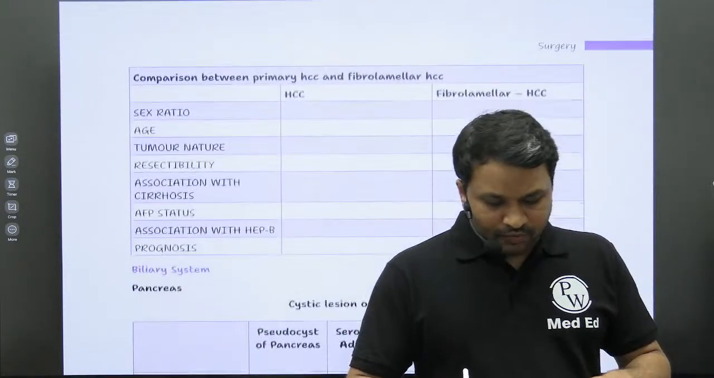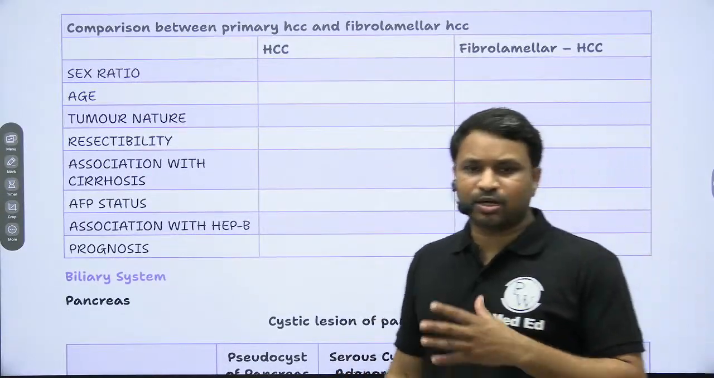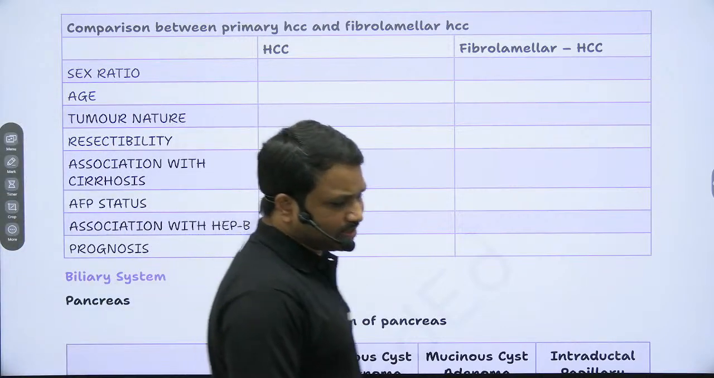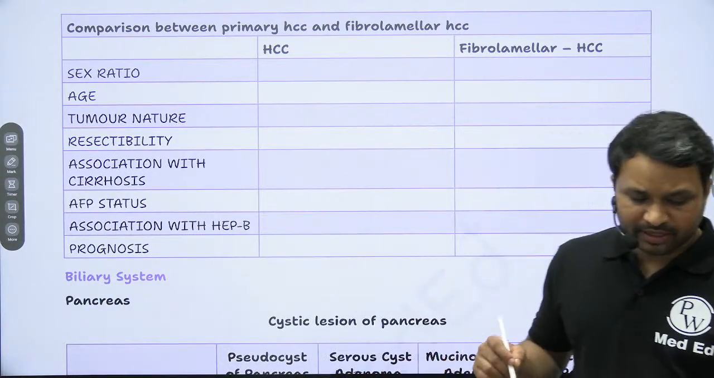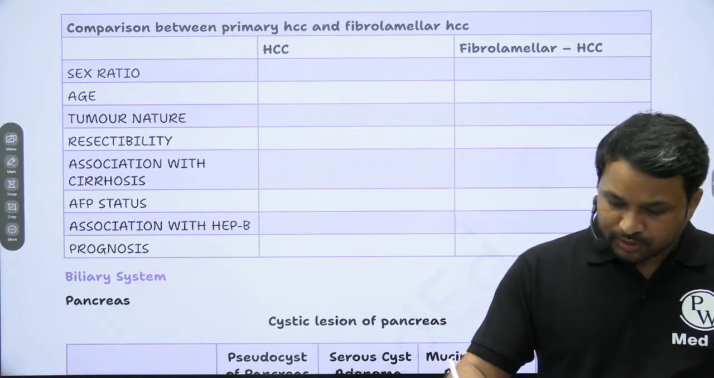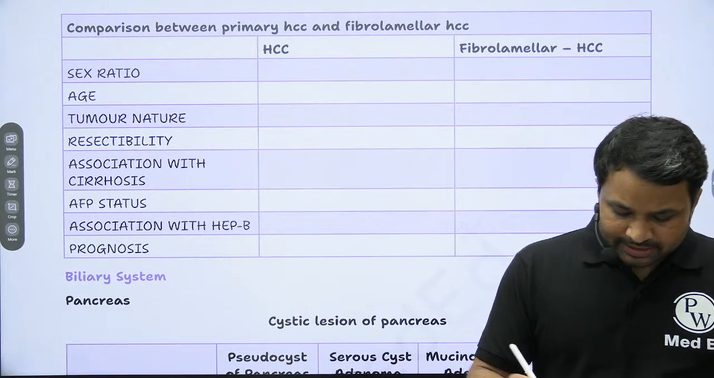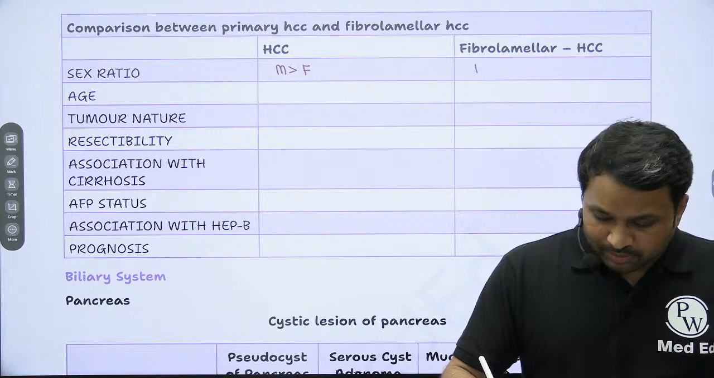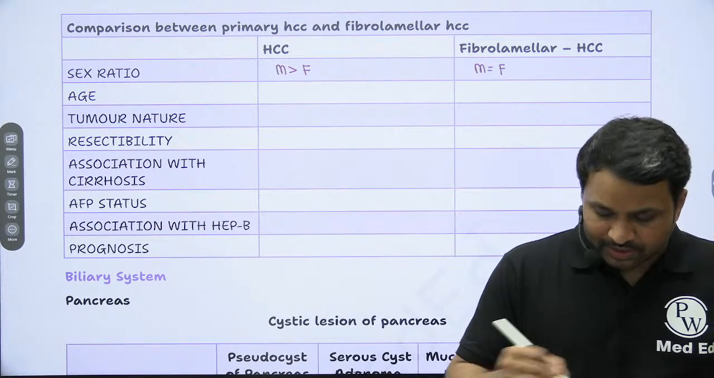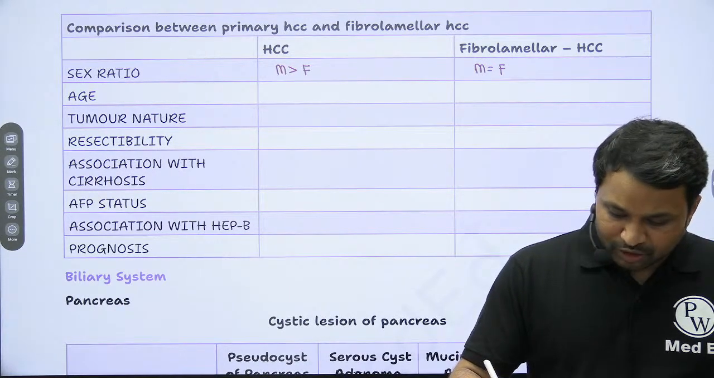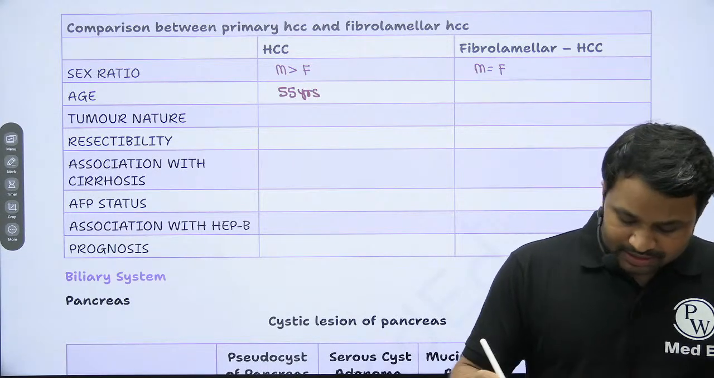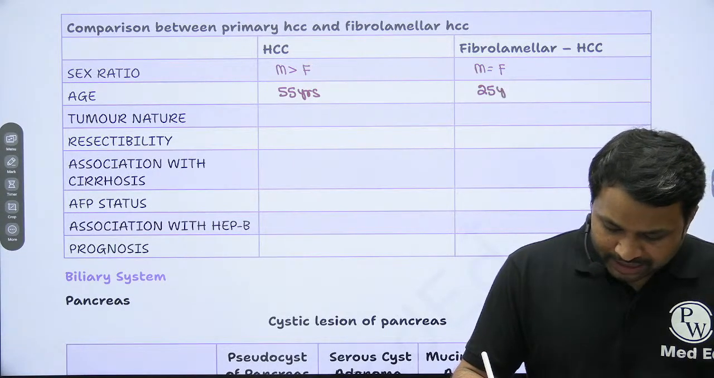Okay. So we have in HCCs now the bigger question that is usually asked is a comparison between a primary HCC and a fibrolamellar variant of hepatocellular cancer. So when you look at these two in a comparative status, HCCs, you'll see more common in males when compared to females. Fibrolamellar variants are equally seen in males as well as females. The usual age of presentation will be a mean age of 55 years for HCC. Now this is seen at a mean age of 25 years.